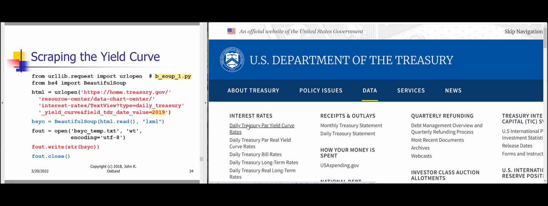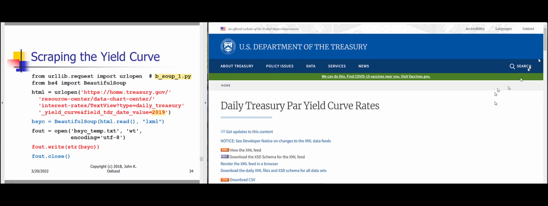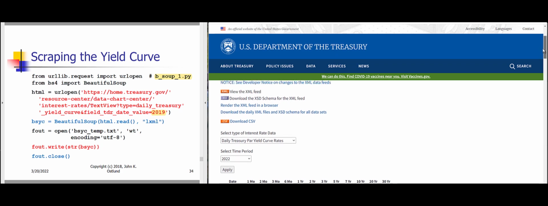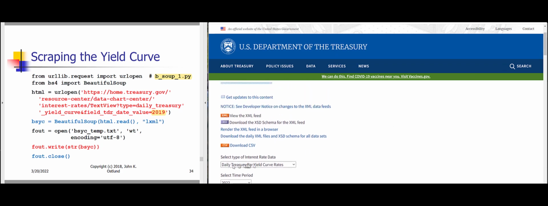If you're not familiar with what the yield curve is, it's the thing that determines what you pay for your mortgage, what you pay on your credit cards, what you pay for auto loans, what you pay for student loans, if you have the bad luck of having those. And yield curves are produced on a daily basis. Okay, daily Treasury par yield curve.